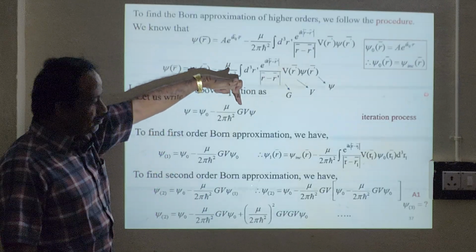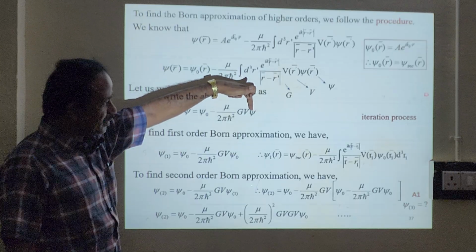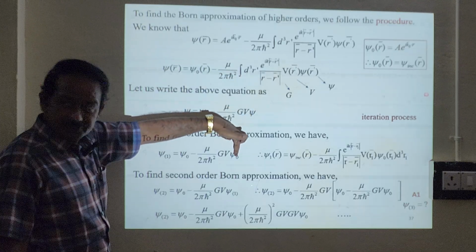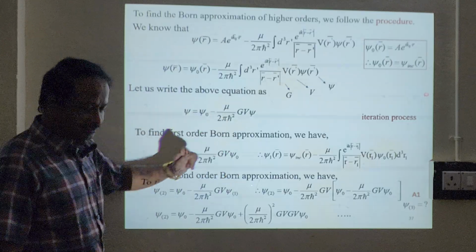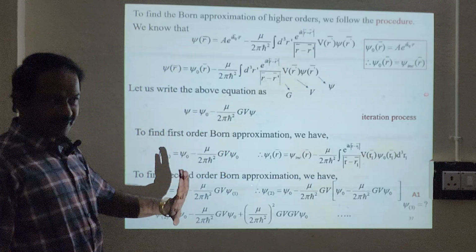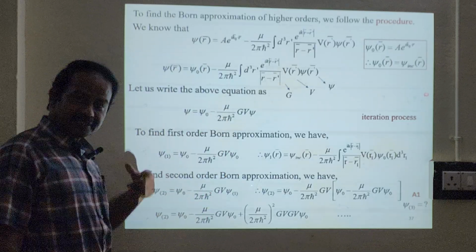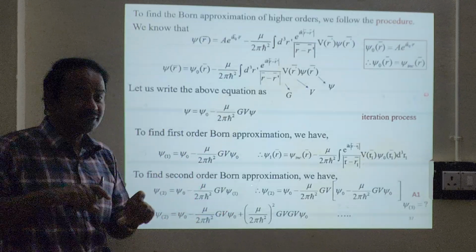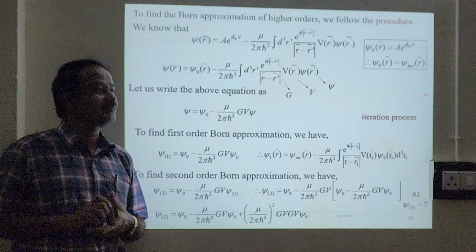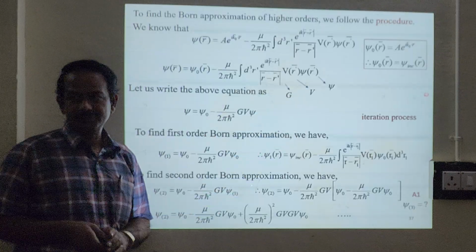For the first order, what we have done is just replace psi by psi naught. For the second order, replace psi naught by psi 1. That's all. For the third order, you replace psi 1 by psi 2. So it goes on until input and output are equal. That is called the iteration process.